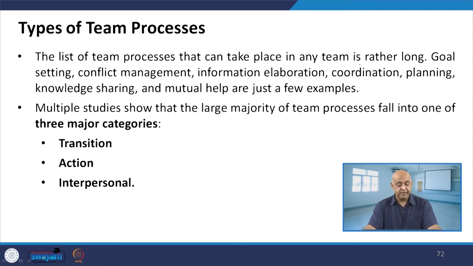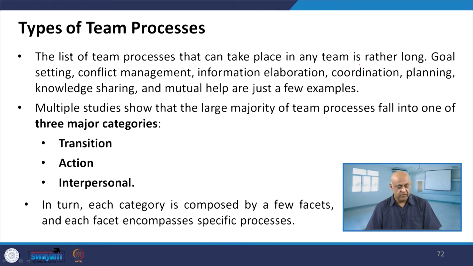Now, multiple studies show that the large majority of team processes fall into one of three major categories: transition, action and interpersonal. So, it is very important that when we are studying team processes, right, we have to understand what is the transition, what is the action, and what are the interpersonal effects. A few facets, with each facet encompassing specific processes. So, actually each category will be having specific processes. So, these three major categories will also be having their own processes.